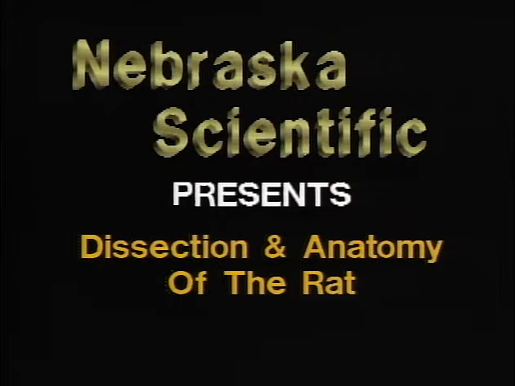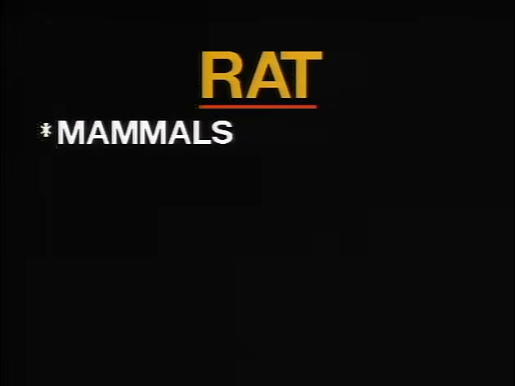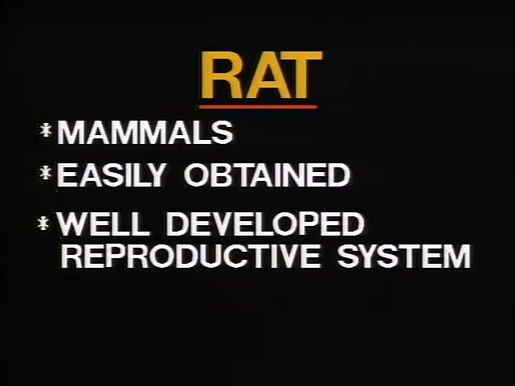The laboratory rat is an excellent specimen for dissection. They are mammals and will therefore have characteristics similar to man. Rats are easily obtained, thus are inexpensive specimens for dissecting, and they have a well-developed reproductive system, leading to a comprehensive study of that system.